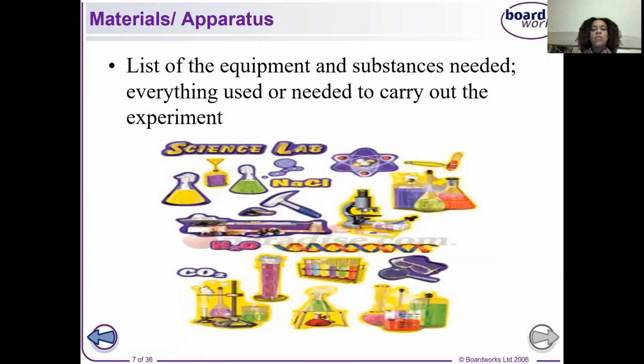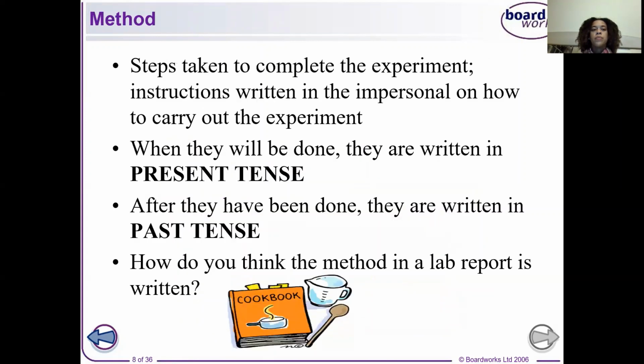Materials and apparatus. As straightforward as this is, lists of equipment and substances used, everything that is used or needed to carry out the experiment. So all of your materials would be listed underneath this part.